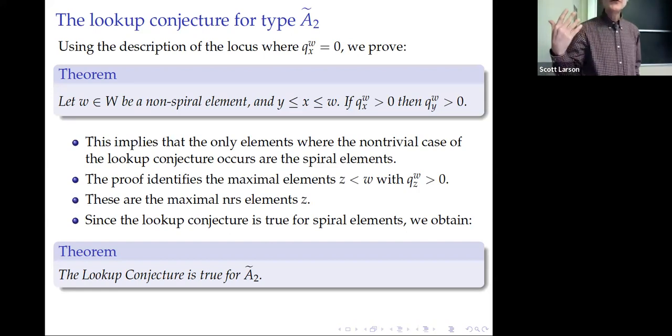And then this proves the conjecture that Wenjing Li and I made a long time ago, which was that the only cases where the non-trivial case of a lookup conjecture occurs are the spiral elements. This proves that. For non-spiral elements, only the trivial case occurs. Since the lookup conjecture is actually true for spiral elements, this proves the lookup conjecture for type A2 tilde. Okay, so that's the lookup conjecture.